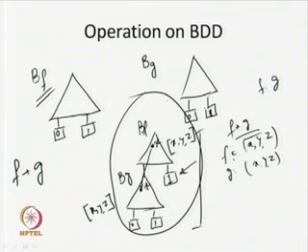So, for ordered BDD we have to handle it differently. In today's lecture we are going to see how we can perform those particular Boolean operations on BDDs, or in particular on ordered binary decision diagrams.